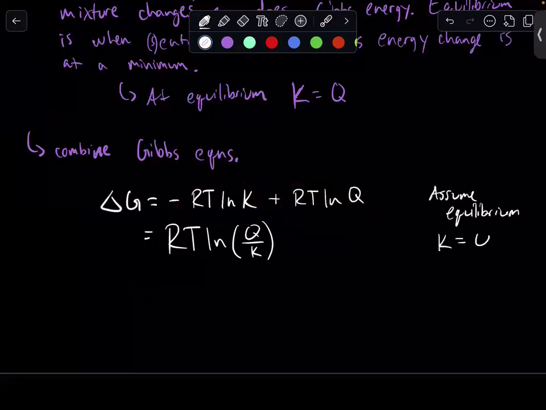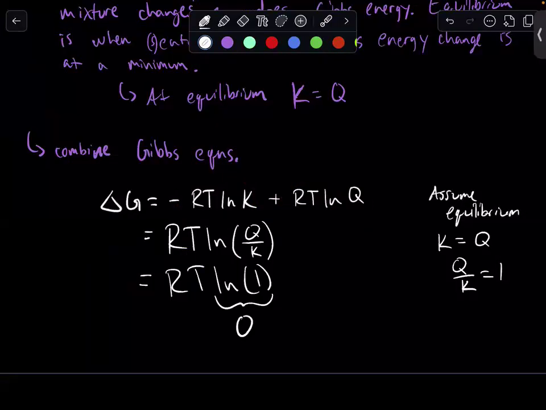So now we come back to assuming equilibrium. If K equals Q, therefore Q over K equals 1. Therefore, this becomes RT ln 1. But the natural log of 1 is equal to 0. Therefore, this is equal to 0. So this shows us that when we are at equilibrium, our Gibbs energy change is 0.